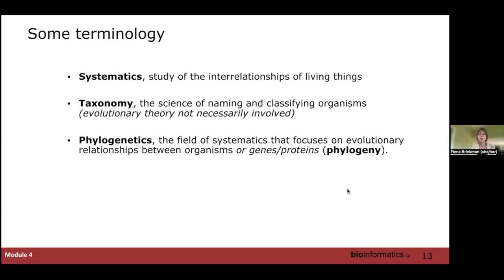So, some terminology. Systematics is the study of the interrelationships of living things. Taxonomy is the science of naming and classifying things, where evolutionary theory is not necessarily involved. You can just taxonomically assign something to something. However, increasingly, we do like to have taxonomy match evolutionary theory. We're trying to get groups that are ancestrally related and give them the same taxonomic name. Phylogenetics is a field of systematics that focuses on evolutionary relationships between organisms or genes or proteins, where we would refer to them as having a phylogeny.